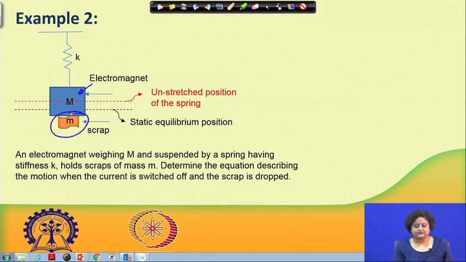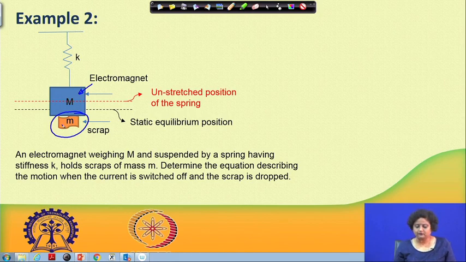Now, what happens is that at t equals 0, initially this scrap is attached to the electromagnet, and at t equals 0, the current in this electromagnet is stopped. As a result, this scrap falls off. You can also appreciate that as soon as the scrap falls off, the mass M is going to start vibrating. This can be visualized very easily. As soon as we drop this scrap, you can visualize that this capital M mass is going to start vibrating.